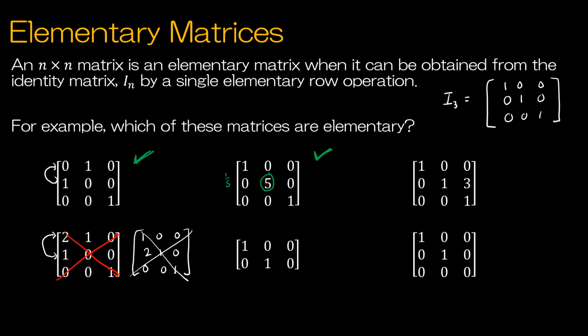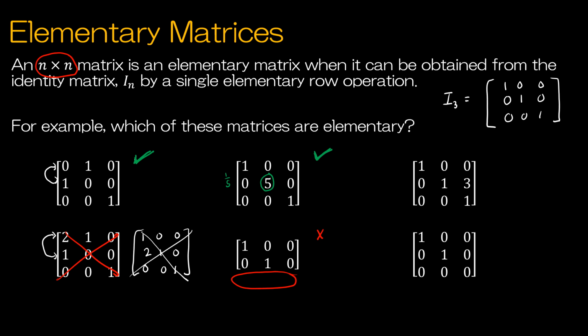Just down from that, we can see without doing anything that this is not an elementary matrix, and that's because it has to be a square matrix, n by n. So this is obviously missing a row and therefore not an elementary matrix.